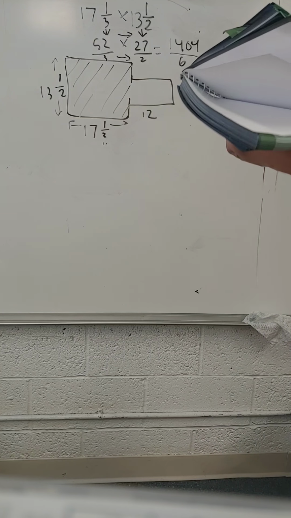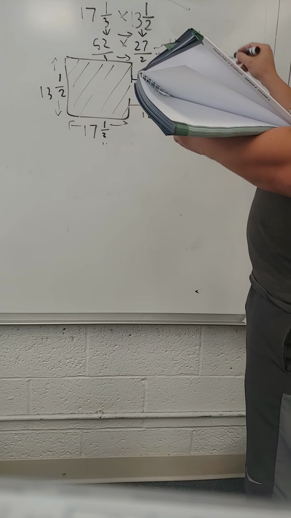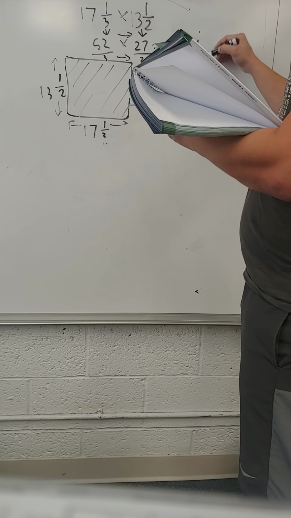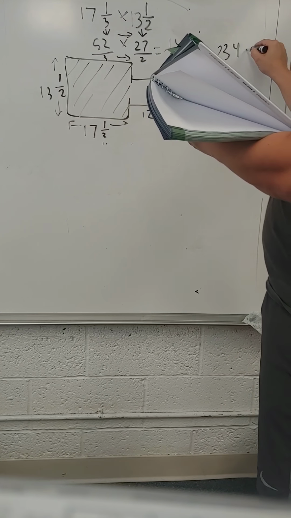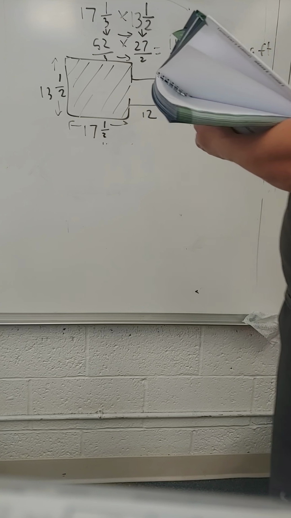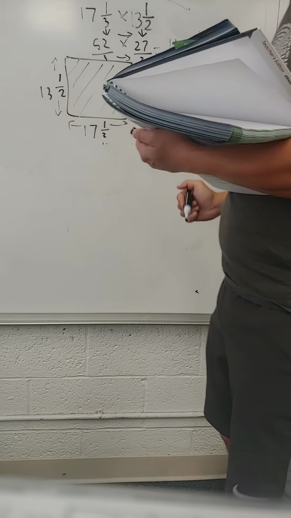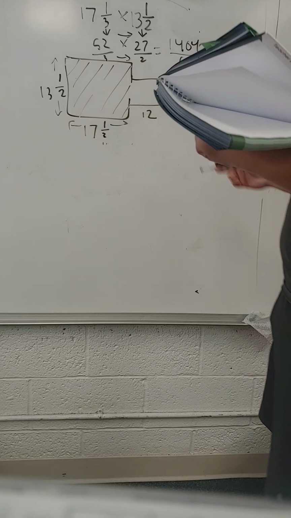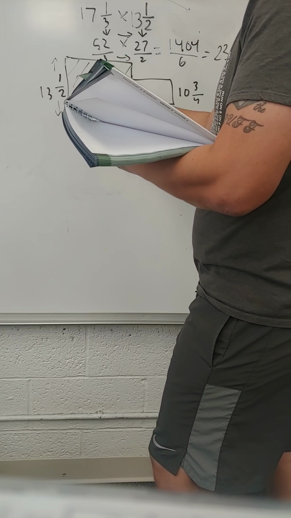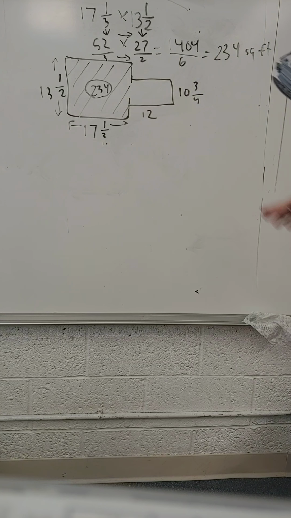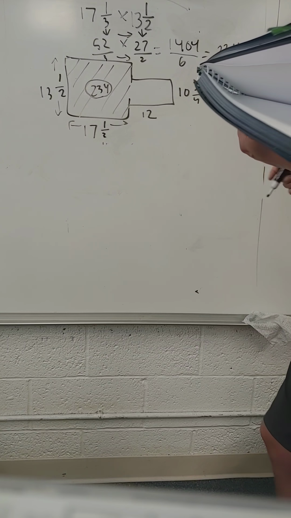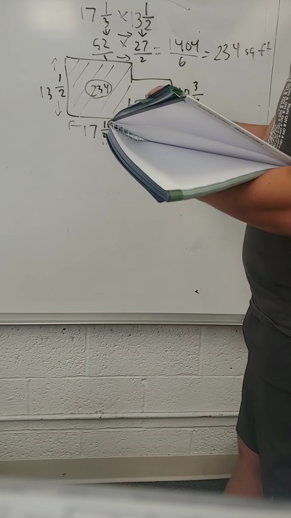Then finally, the division. 1,404 divided by 6 is going to give you 234. And this is square feet, right? Because both of my numbers are in feet. So we found the area here. I like to put it in the middle, circle it, and say I'm done with this portion. Then we move on to the next portion, which is going to give you the area of this shape.